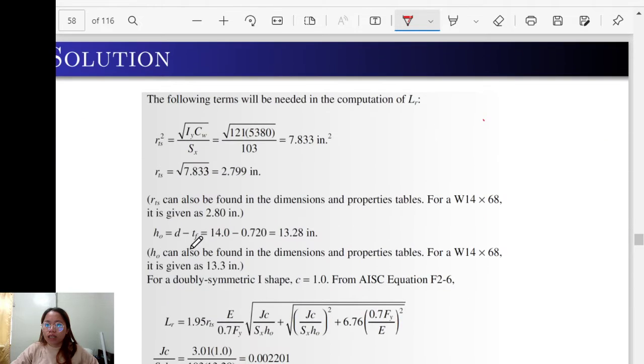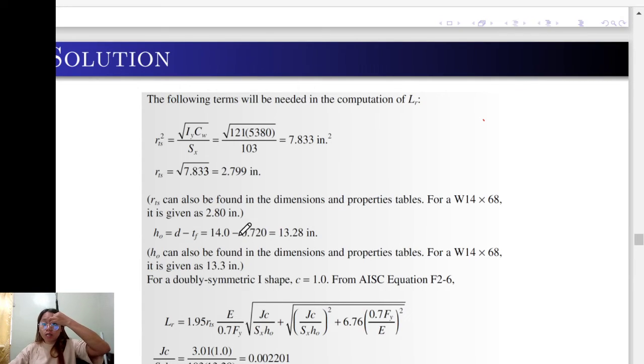Then solve for h sub o, or h sub 0, which is equal to d minus the thickness of the flange, no? The depth d is equal to 14 minus the thickness of the flange, which can be found in the table of properties, Table 1-1, which is equal to 0.72. The value for your h sub o is equal to 13.28 inches. h sub o can also be found in the dimension properties table.